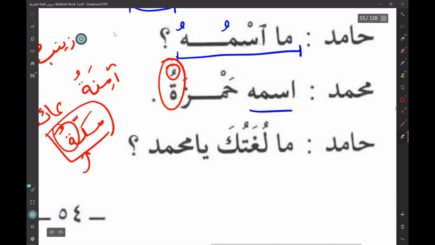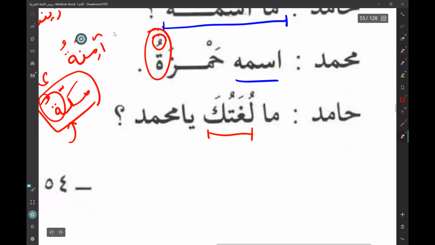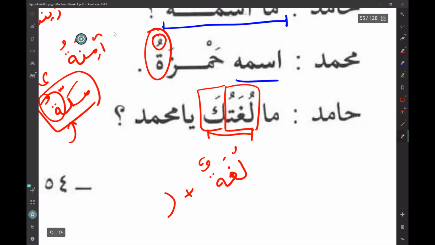Now it says Hamid, ma lugatuka. What is lugatuka? Can you find two different words here? You have to be able to find two different words, right? You have lugatun. Yes, good. Your language, excellent. So you have lugatun, and you have ka. So language and your. Okay.